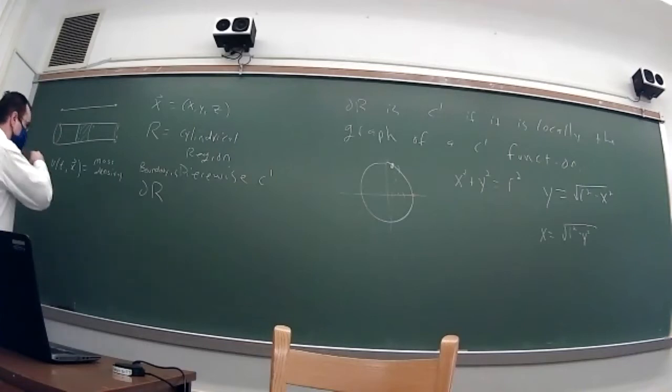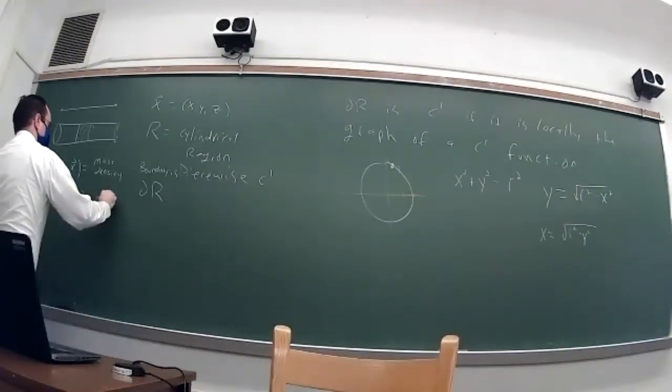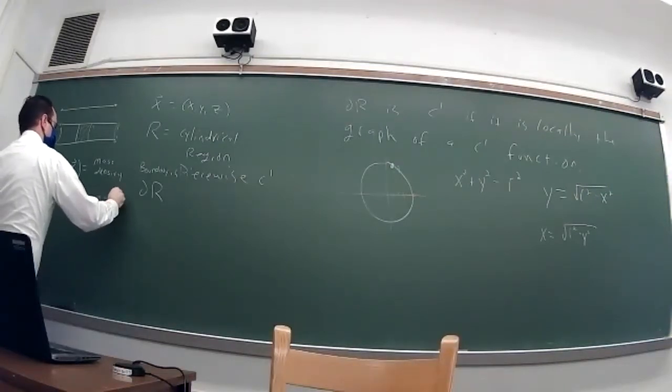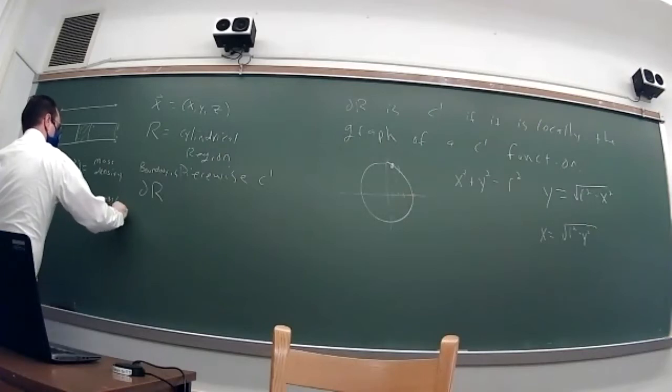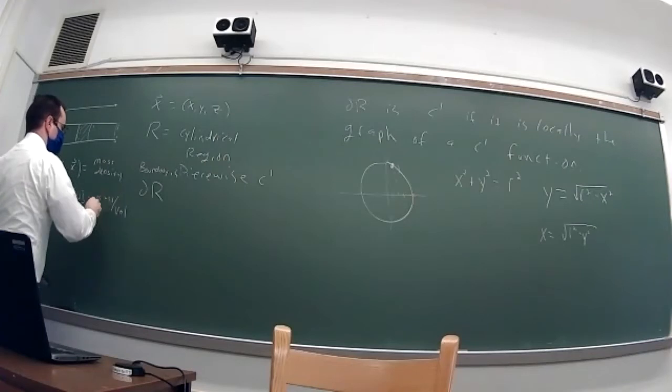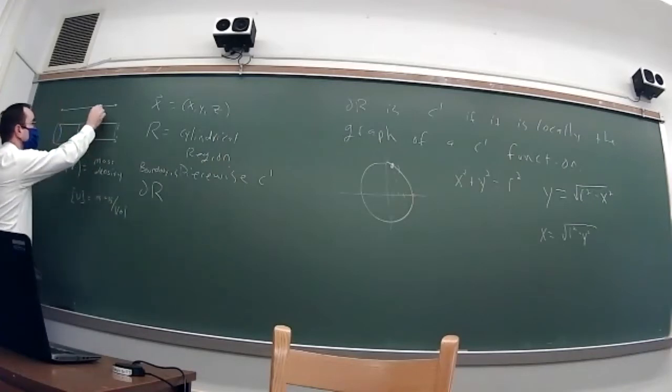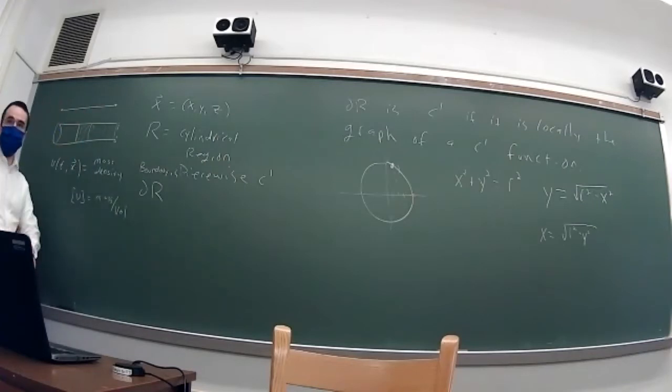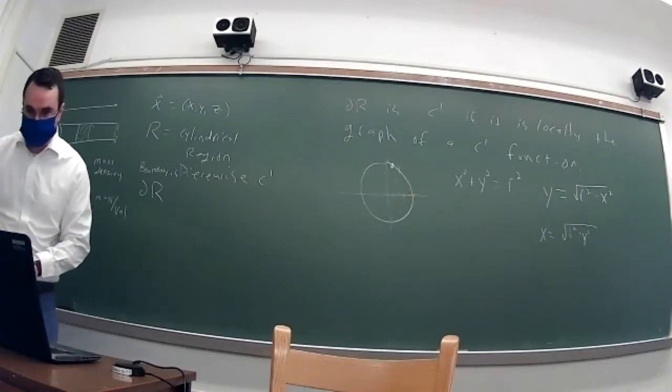Okay, and so once again, units have to be mass over volume. Just like last time they were mass over length, because the length of the region played the role of volume in that case, but now this time it's actually properly volume.